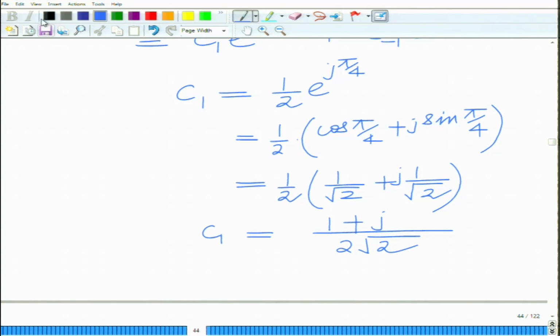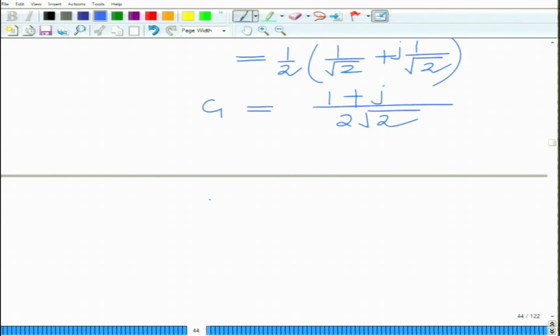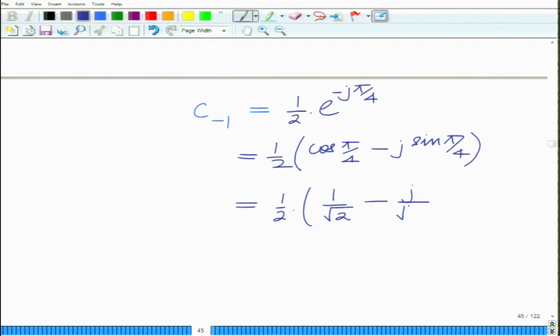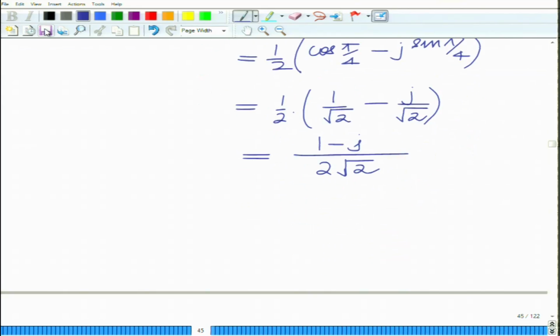Now, similarly, C minus 1, that is the coefficient of e raised to minus j omega naught t or minus j 2t in this case, is C minus 1 equals half e raised to minus j pi by 4, which is half (cosine pi by 4 minus j sin pi by 4), which is basically half (1 over root 2 minus j over root 2) equals 1 minus j over 2 square root of 2.